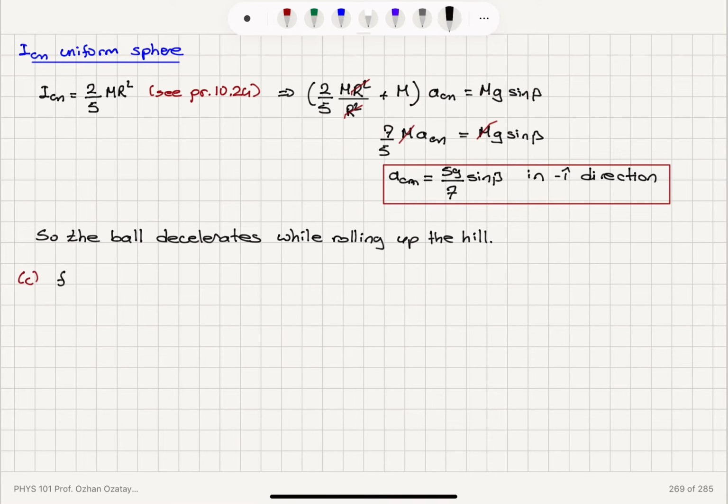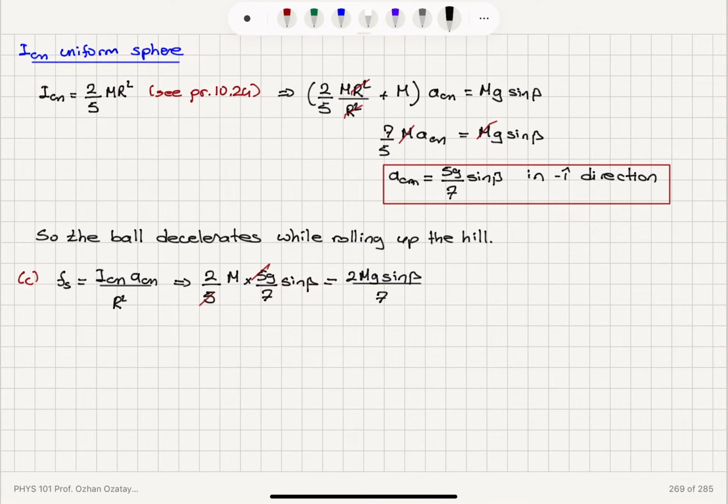Now we have the static friction force Fs given by I center of mass, a center of mass divided by r squared. And for I center of mass we can substitute 2/5 m r squared, so r squareds cancel, we have 2/5 m times acceleration of the center of mass, which is 5g/7 sine beta. Therefore, because the 5's will cancel, this becomes 2 mg sine beta divided by 7.